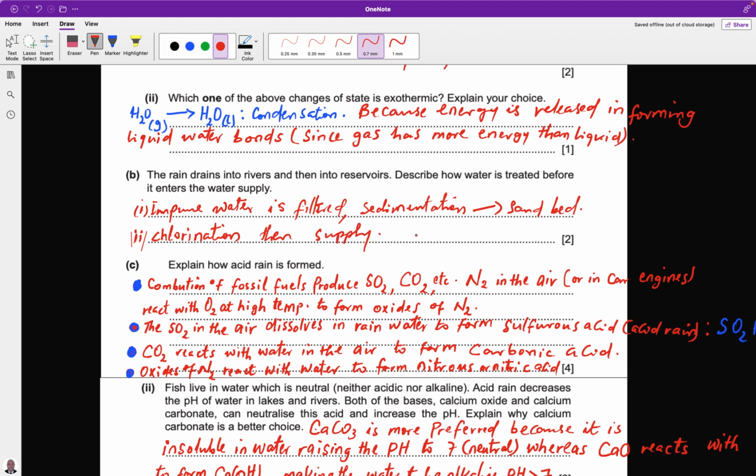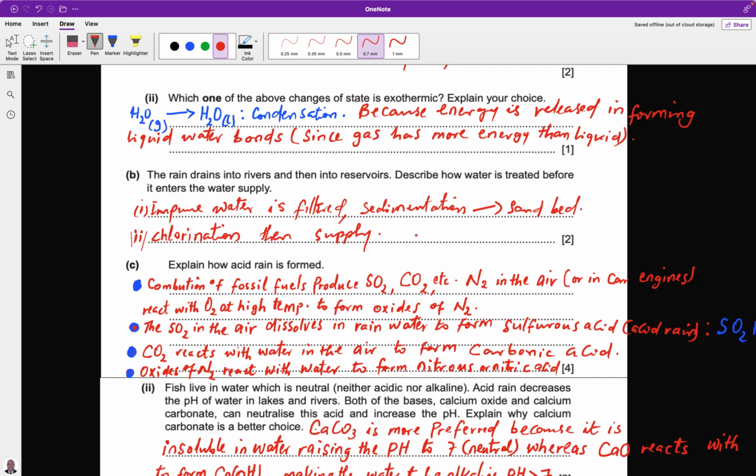So impure water is filtered. Sedimentation now takes place. Then finally to the sand bed, where the smallest particles are removed. Now it enters into the chlorination tank. In that treatment tank, there is addition of chlorine that helps to kill microorganisms. From there, it is finally sent out to homes.